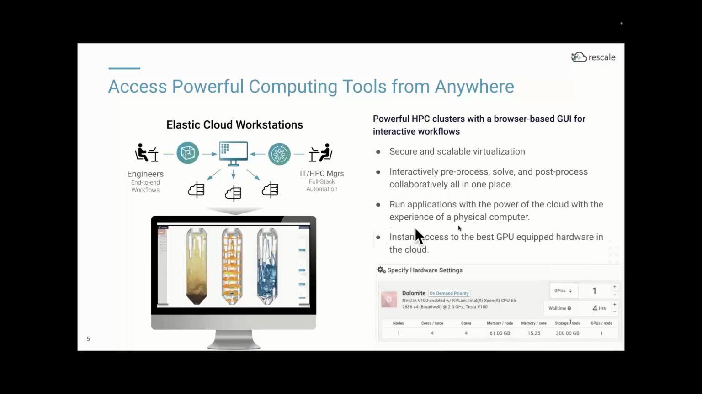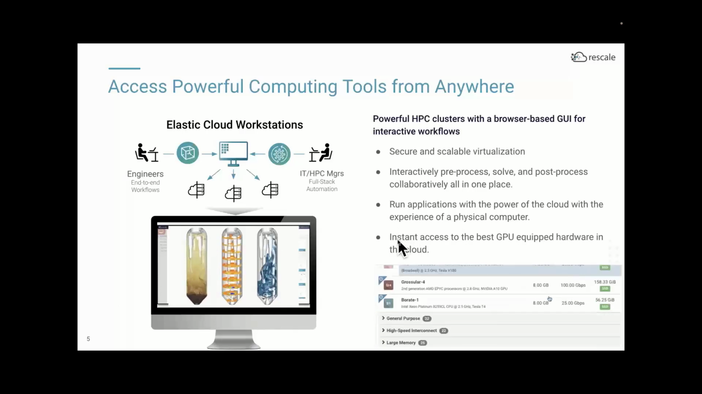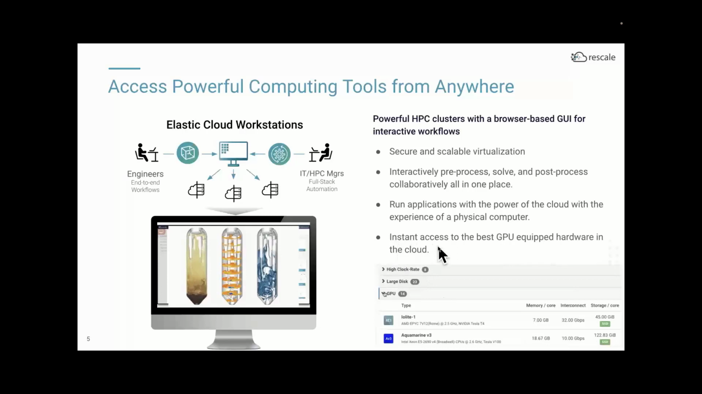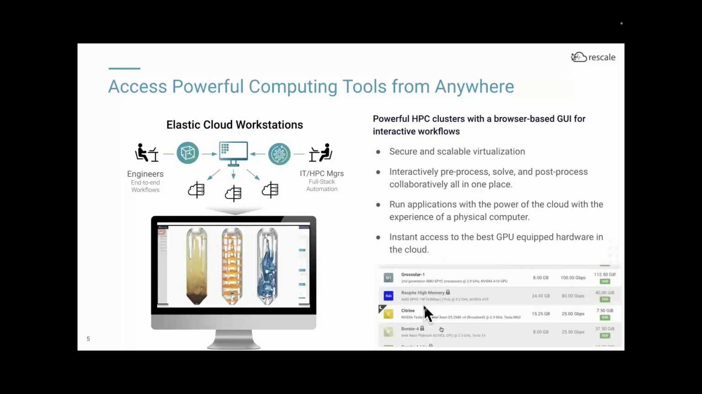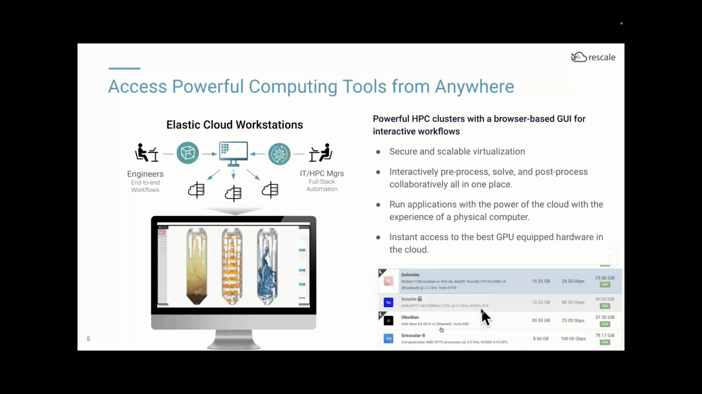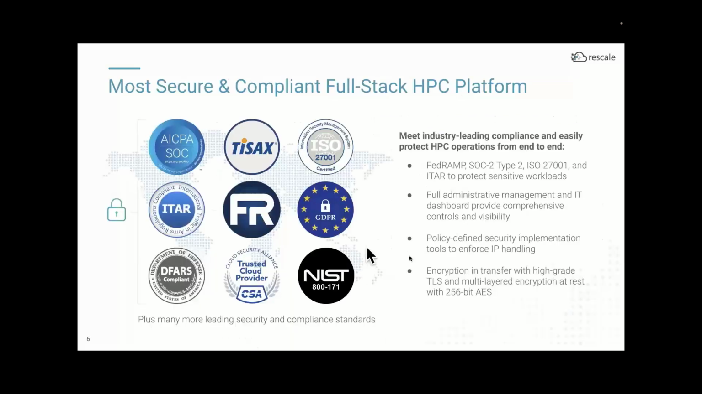Share that with your peers and maybe work collaboratively, even if people are in different locations of the world. And then you can also access instantly the best GPU-equipped hardware that is available in the cloud. And the hardware selection is really a matter of, as we have here in this animation, just browsing through the hardware list, selecting the number of GPUs that you want to have for your simulation, and then moving on. And we'll learn that today in our demo.